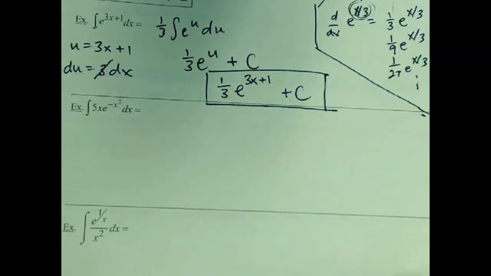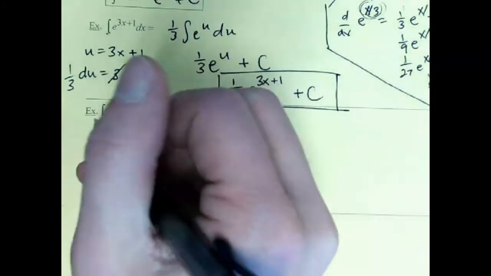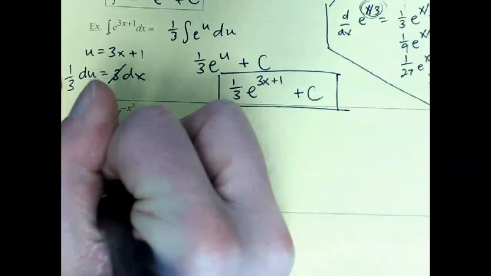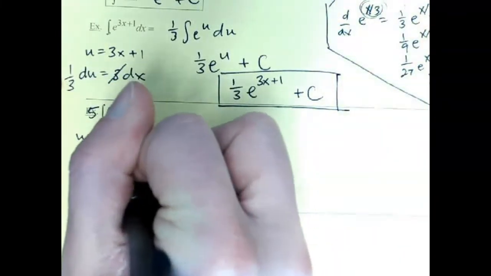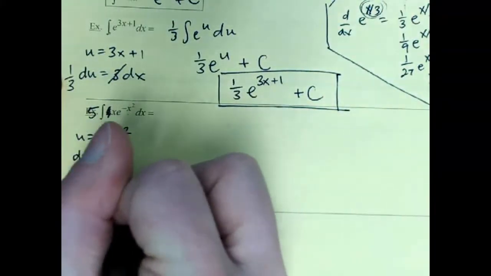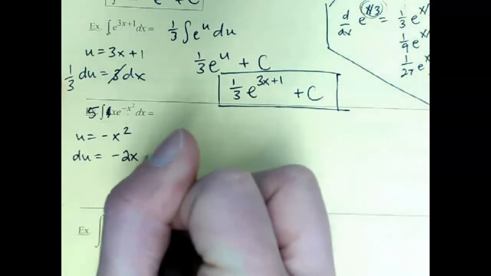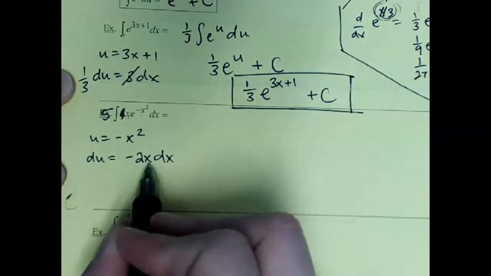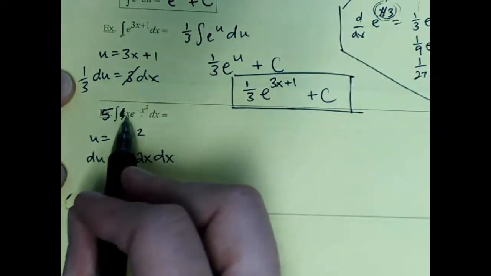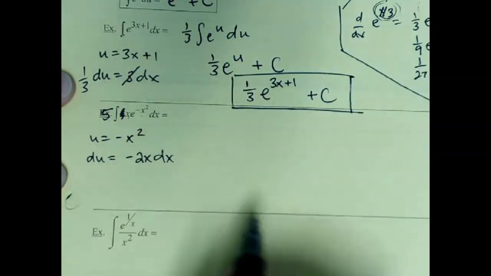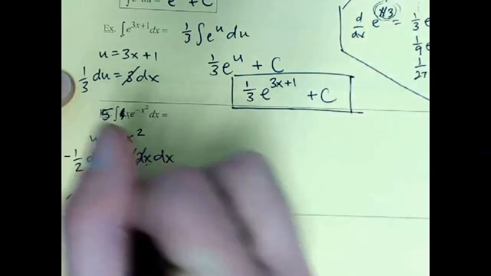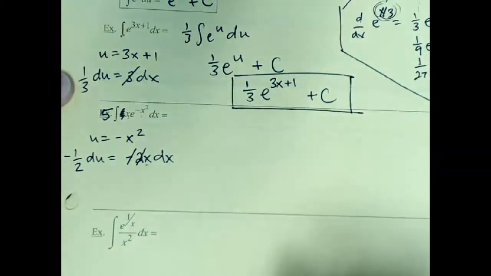Okay, let's do the next one. If you need to, the 5, you can just factor it out to the front, and you set your u as negative x squared. So the derivative is negative 2x dx. You have the x, which is good. If that x was missing, we would have a problem, and we wouldn't be able to integrate. But we have the x, we have the dx, we're missing the 2, we're missing the negative.